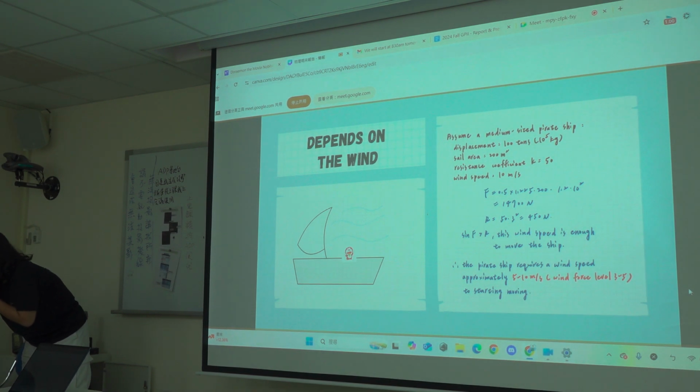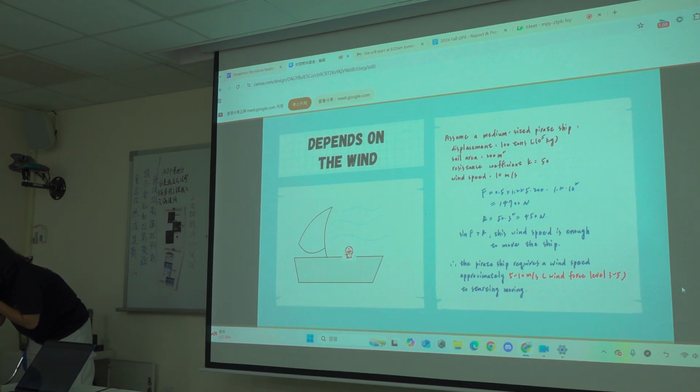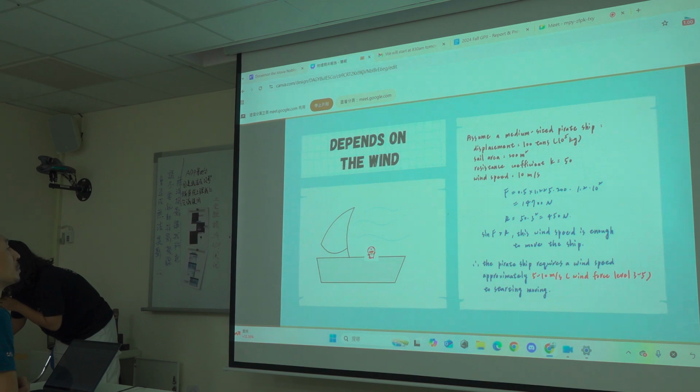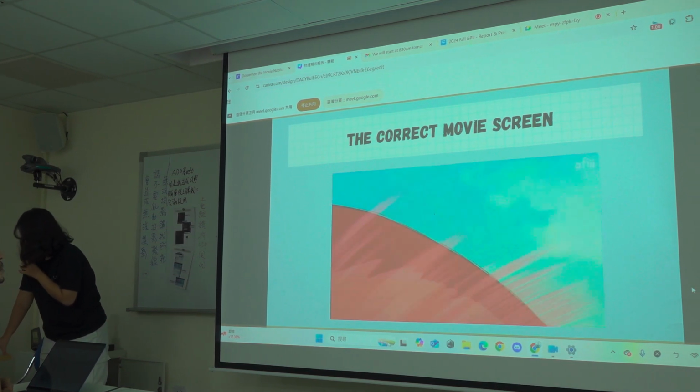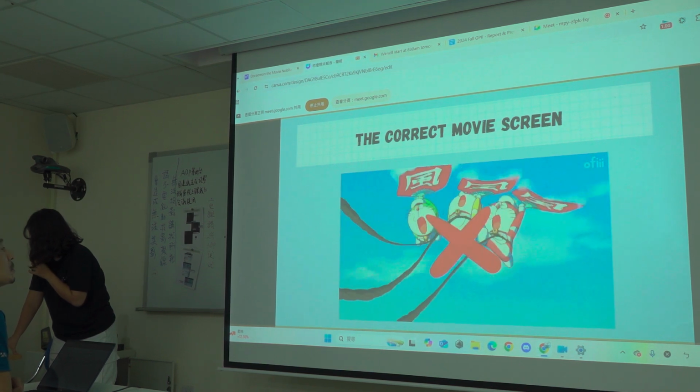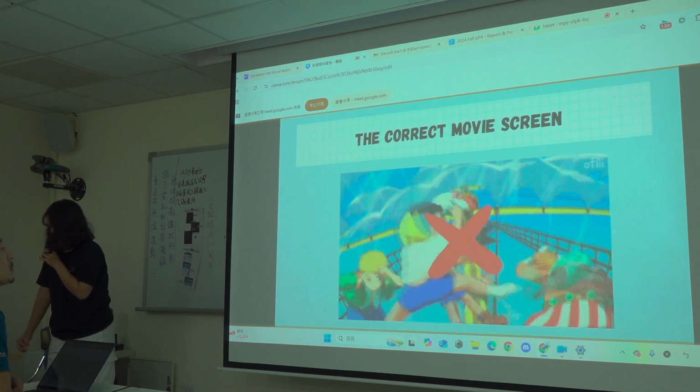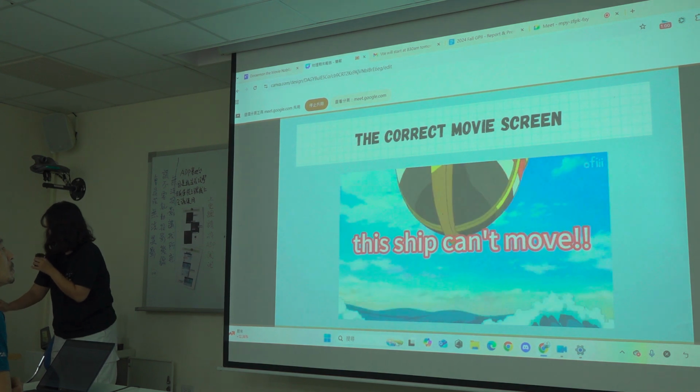This is wind force level 3 to 5 for starting the movie. So you can see it's not correct and the ship can move.